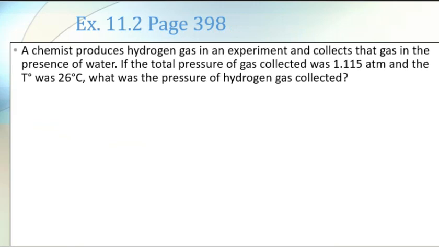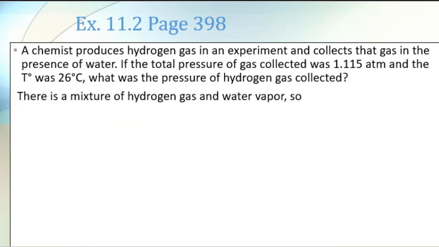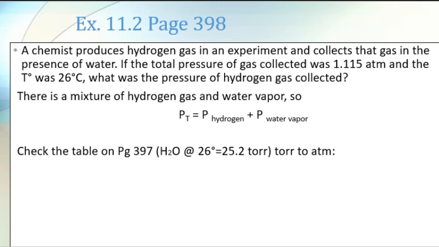All right, example 11.2. A chemist produces hydrogen gas in an experiment and collects the gas in the presence of water. If the total pressure of gas collected was 1.115 atmospheres and the temperature was 26 degrees C, what was the pressure of hydrogen gas collected? All right, there's a mixture of hydrogen gas and water vapor. So, PT is the pressure of the hydrogen plus the pressure of the water vapor. And check the table. I don't have that.